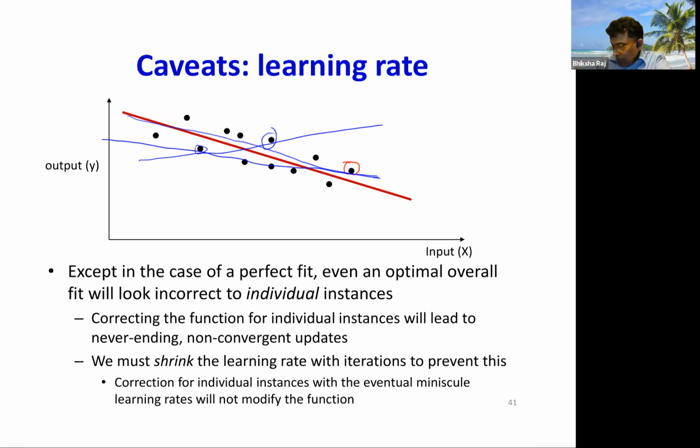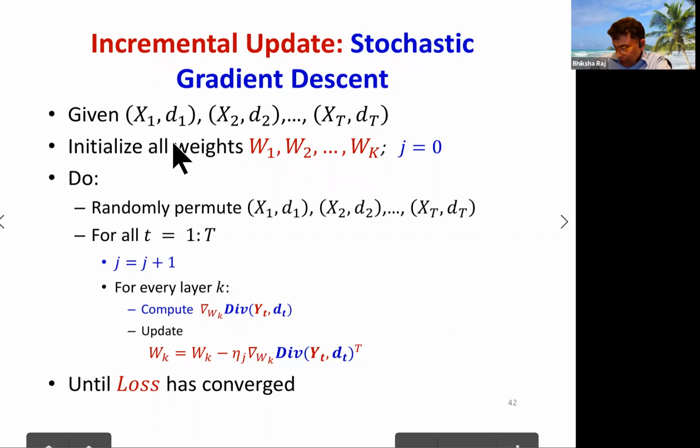As you keep operating on individual training instances, you're reducing the error for that instance, but end up increasing the error for other instances, and you're going to be chasing your tail. The estimate is going to keep on bouncing around, and it will be non-convergent. So to prevent this, we must shrink the learning rate with iterations. Eventually, the learning rate will get small enough that the correction for the individual instances will not mess up the learned function. So here again is the pseudocode for the stochastic updates.